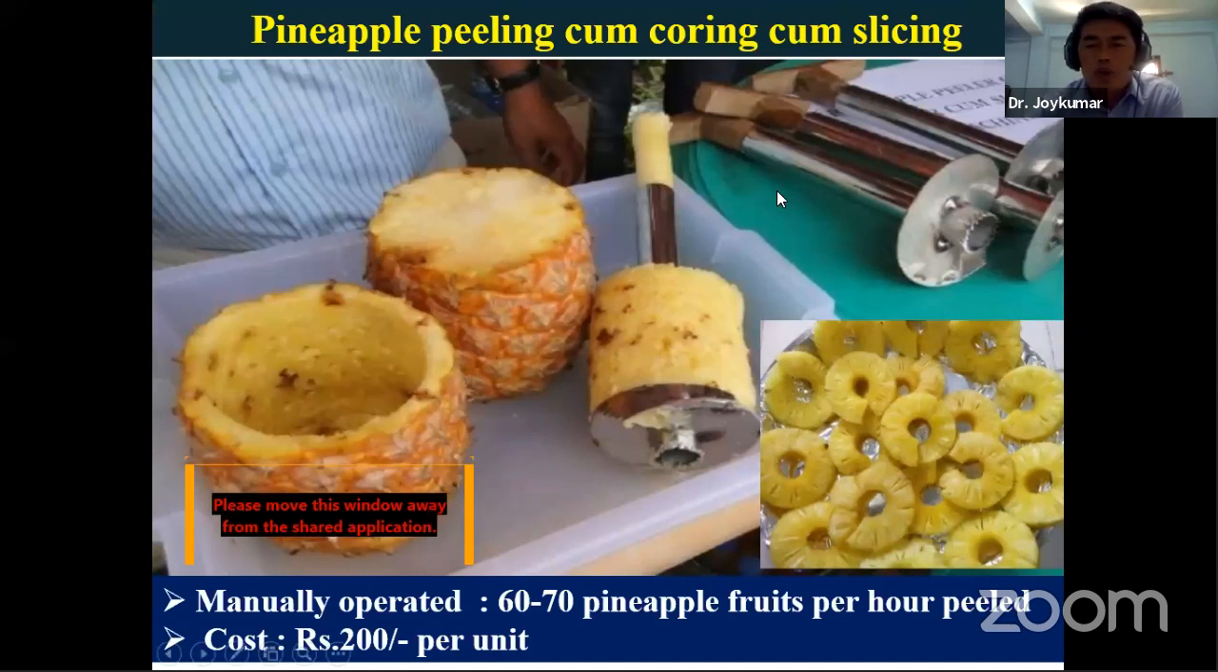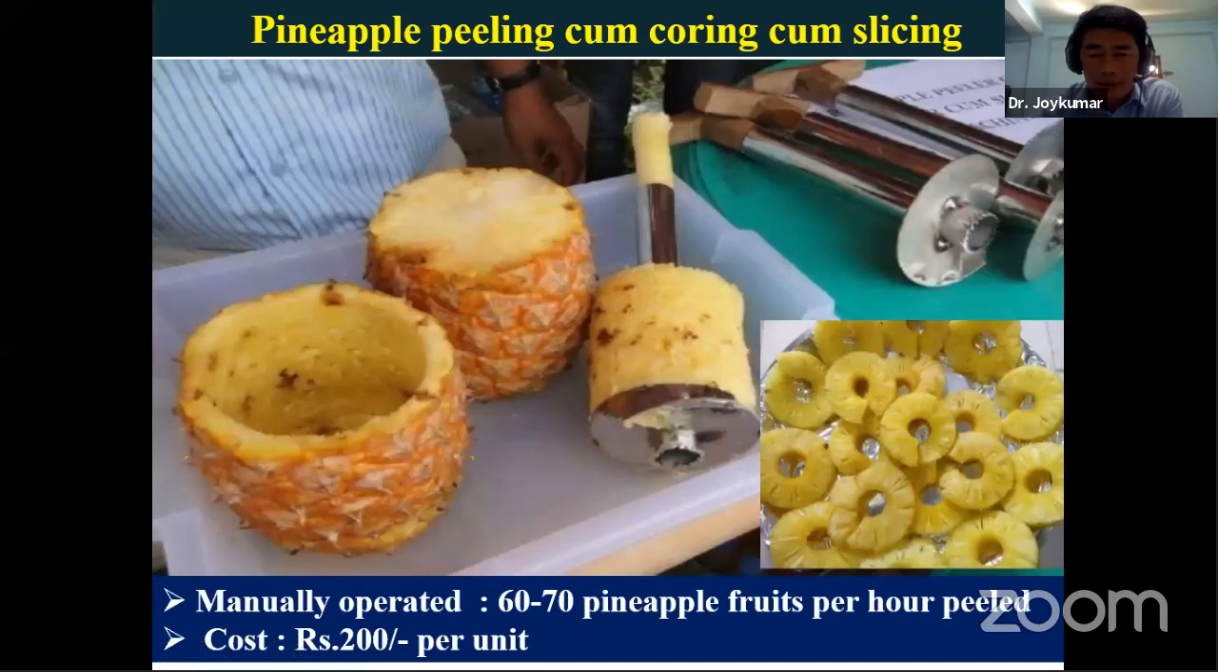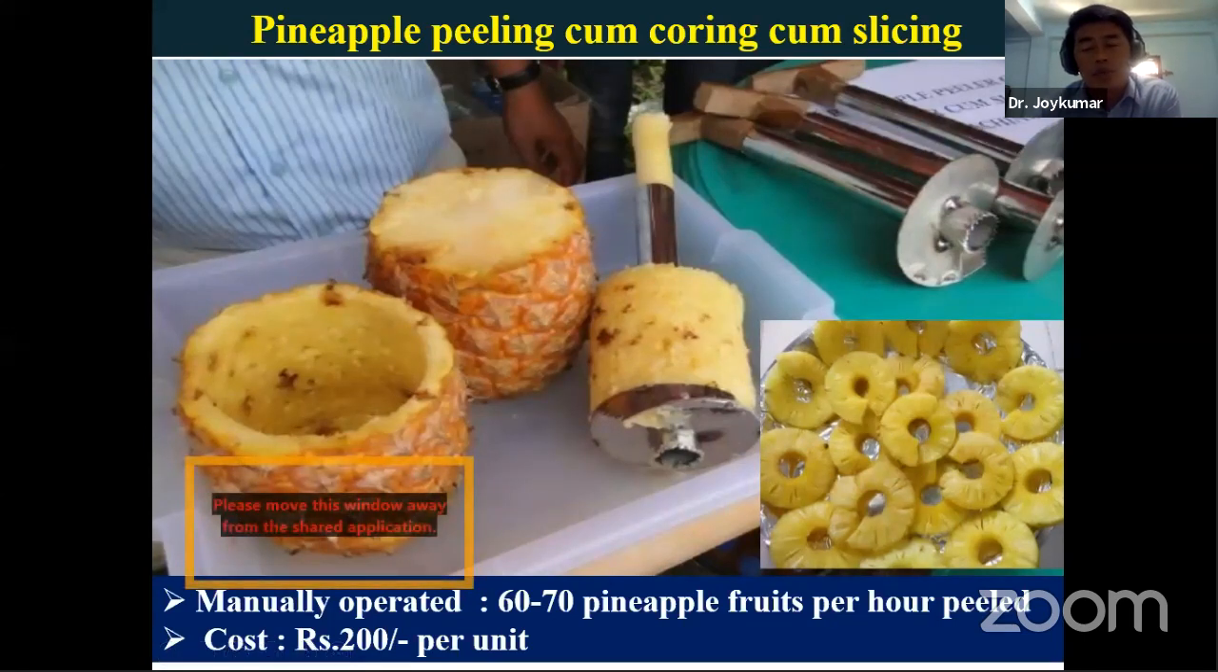Then another small tool like this, what we call a peeling-cum-coring ring kind of tool. This particular small handheld tool can convert the whole pineapple into rings. The rings can be used either for canning purposes, or for small dehydrated products. In an hour, about 50 to 60 pineapple fruits could easily be processed using this.